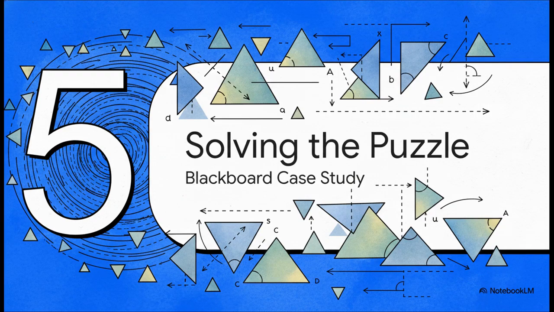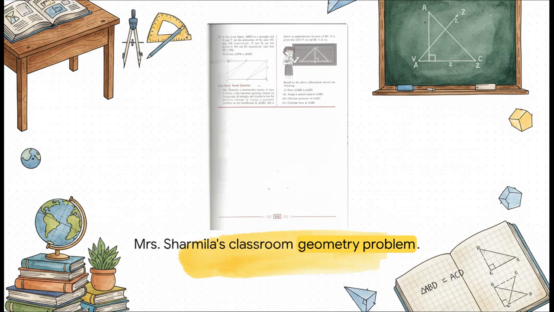Section 5, Solving the Puzzle, the Blackboard case study. Let's move on and see how this builds into a practical solution when we face a real-world puzzle. All right, step into Mrs. Sharmila's classroom with me. She has drawn this large triangle, ABC, right on the blackboard to test us, and she gives us a few vital clues to start our investigation.